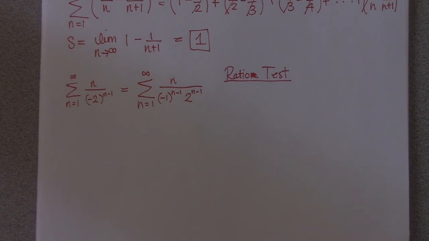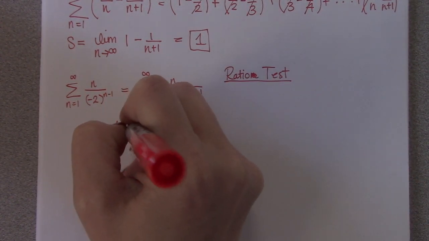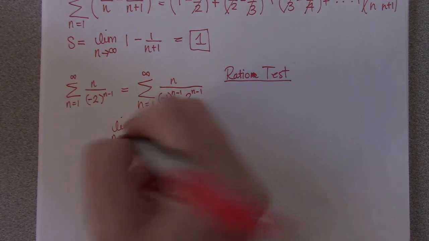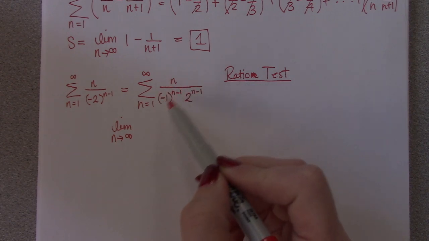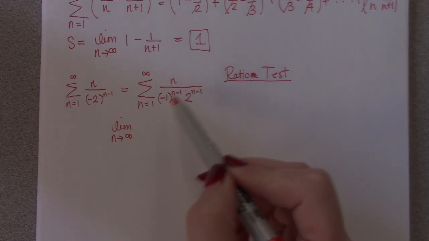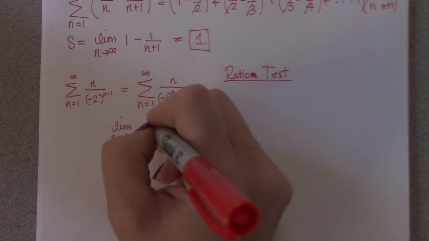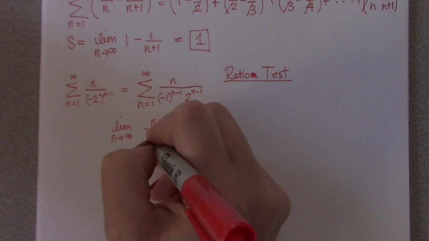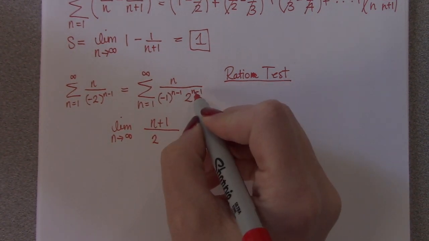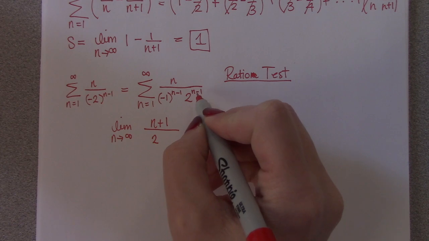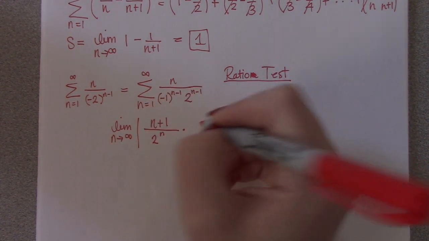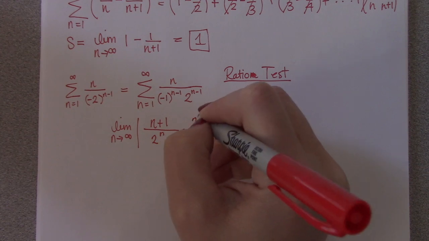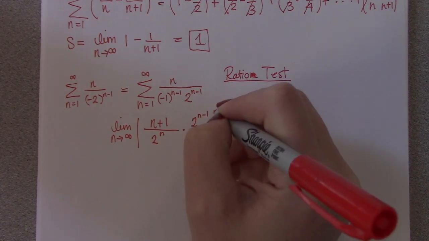All right, so if we look at this, we want to take the limit as n goes to infinity of the absolute value of the n plus 1 term. So when I take the absolute value, I get to ignore all of that right there, because the absolute value just wipes out the negative 1s. So we'll have n plus 1 over 2, and when I plug in n plus 1 here, I get n plus 1 minus 1, so that just becomes 2 to the n. And then we'll divide it by the nth term, so that's 2 to the n minus 1 over n.